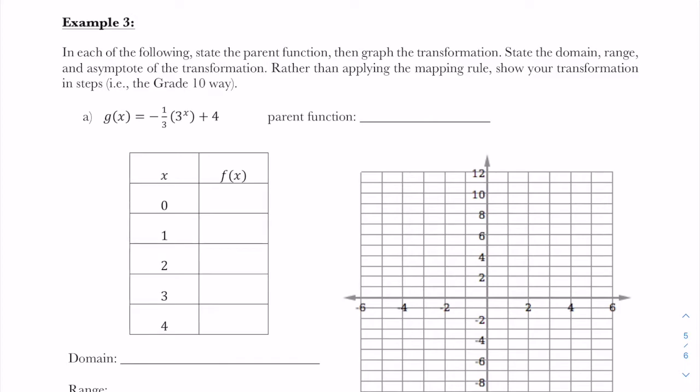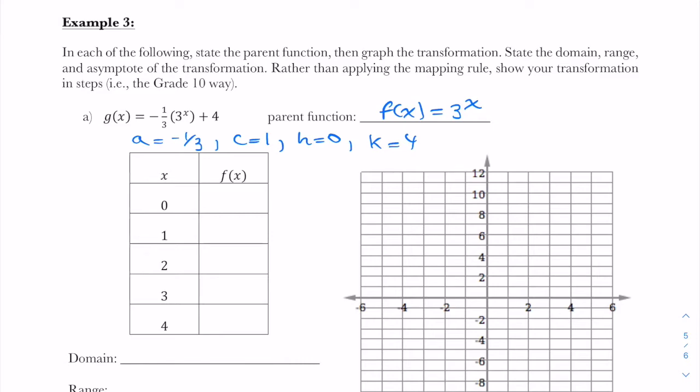Okay, let's use what I call the grade 10 way to plot the transformation shown below. Here we have the function g of x equals negative a third multiplied by 3 to the exponent x plus 4. Our parent function is f of x equals 3 to the exponent x. In this case, we have an a value of negative a third, a c value of 1, an h value of 0, and a k value of positive 4.